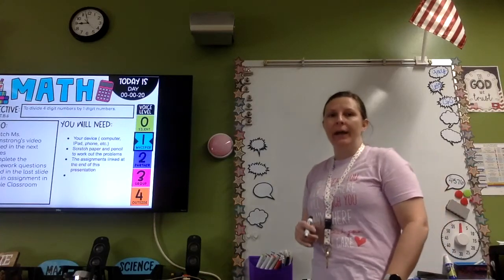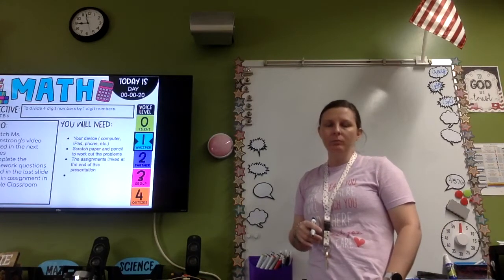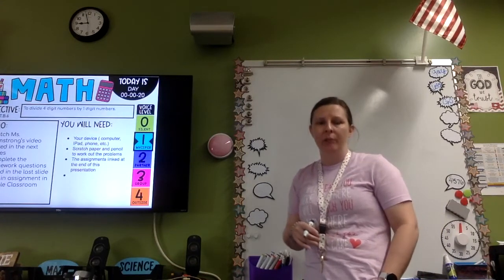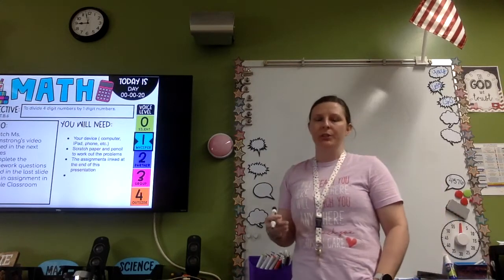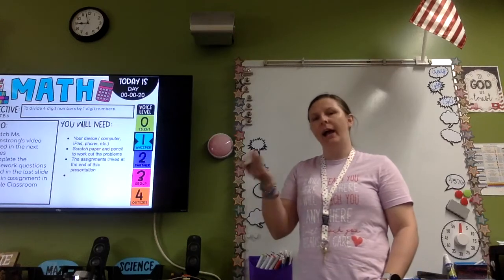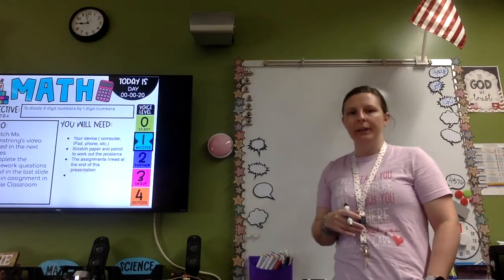We're going to start with a 3-digit number divided by a 1-digit number. And then your homework part will be 4-digit numbers divided by 1-digit numbers, so you're just adding an extra number in there. We're going to go ahead and get started.